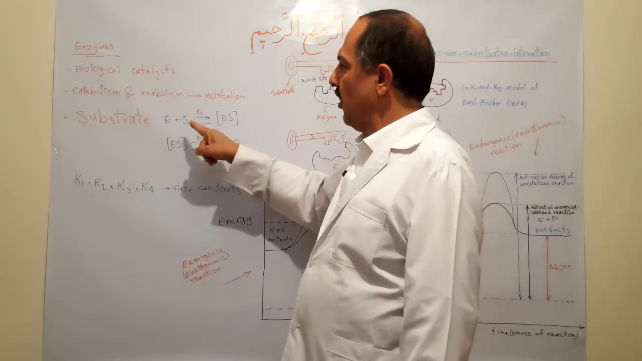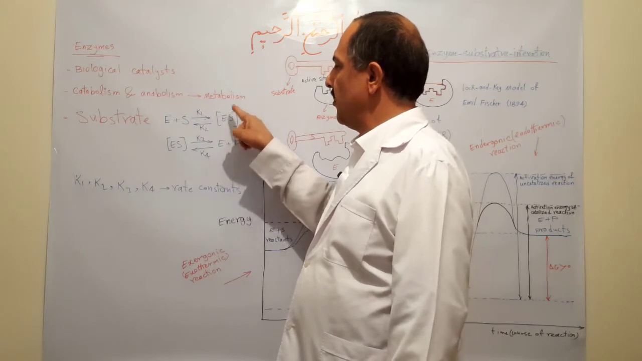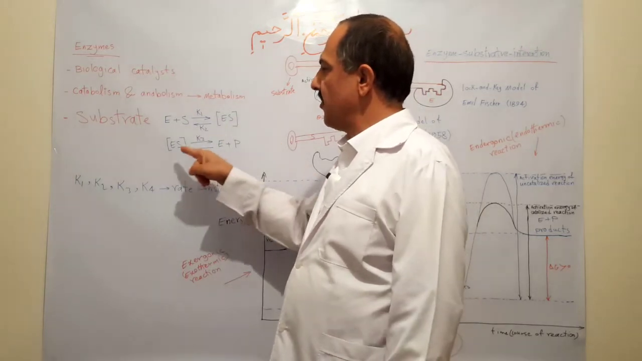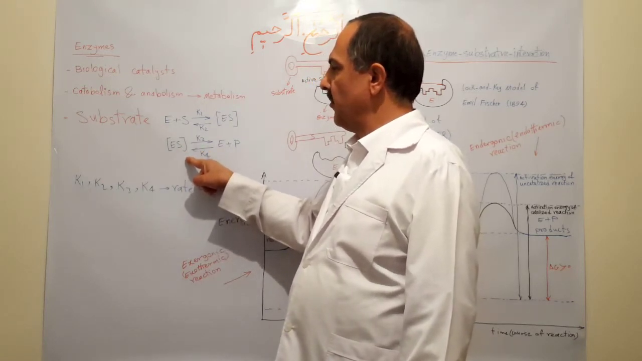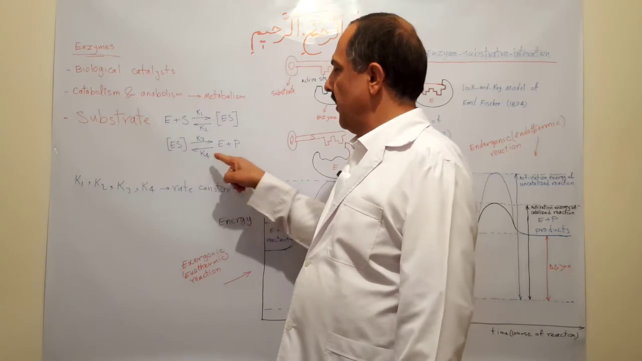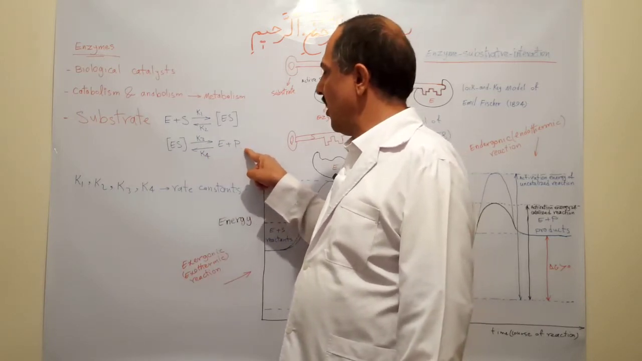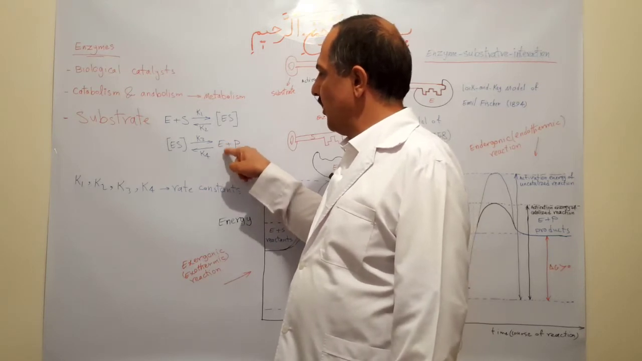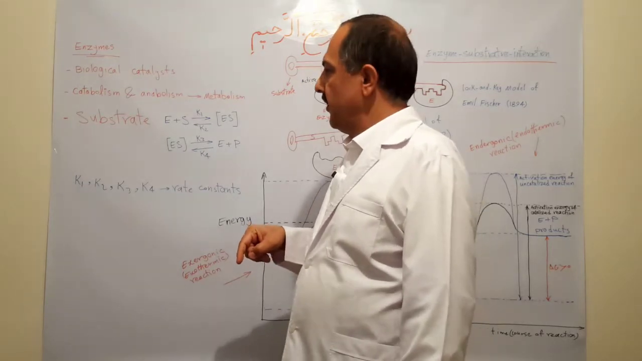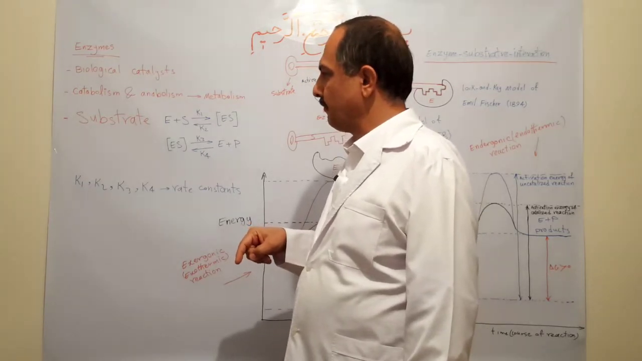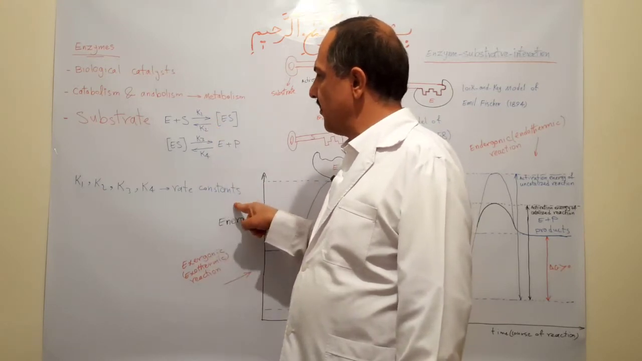Enzyme acts on substrate to form enzyme-substrate complex. Enzyme-substrate complex undergoes some change and products are formed. The enzyme molecule is released, and again it is used in the biochemical reaction. K1, K2, K3, and K4 are rate constants.